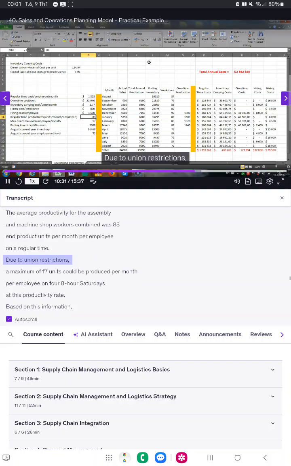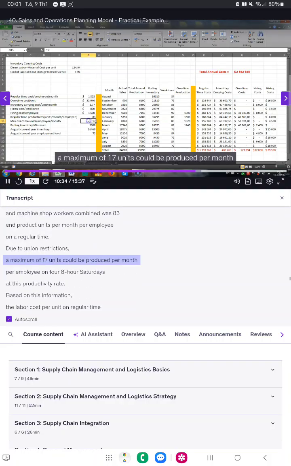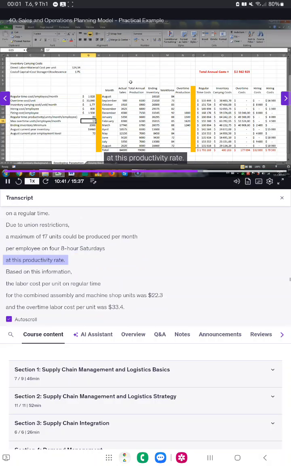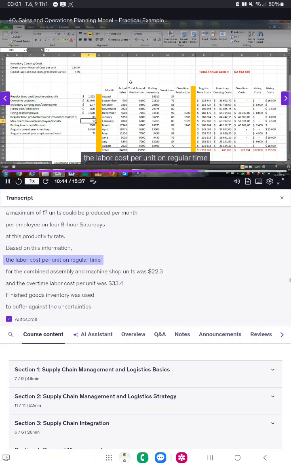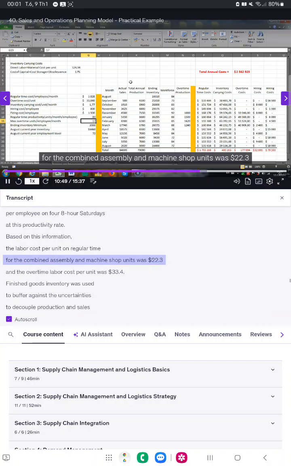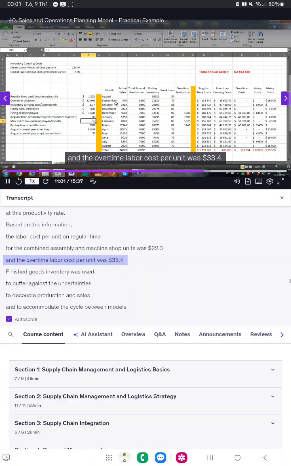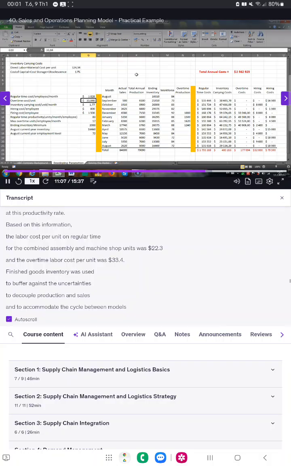Due to union restrictions, a maximum of 17 units could be produced per month per employee on 4 8-hour Saturdays at this productivity rate. Based on this information, the labor cost per unit on regular time for the combined assembly and machine shop units was $22.3, and the overtime labor cost per unit was $33.4.